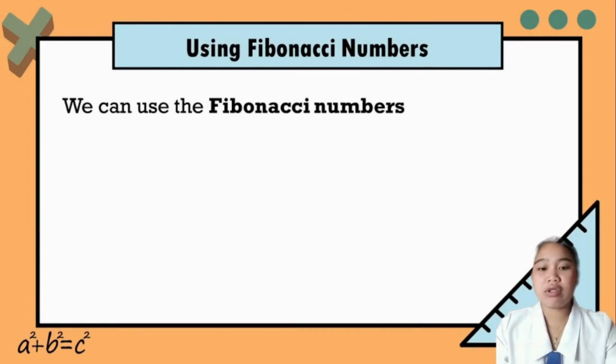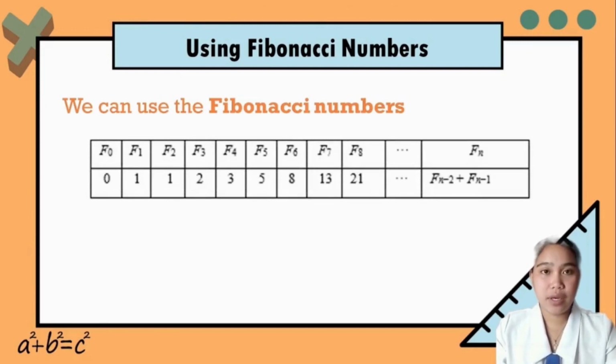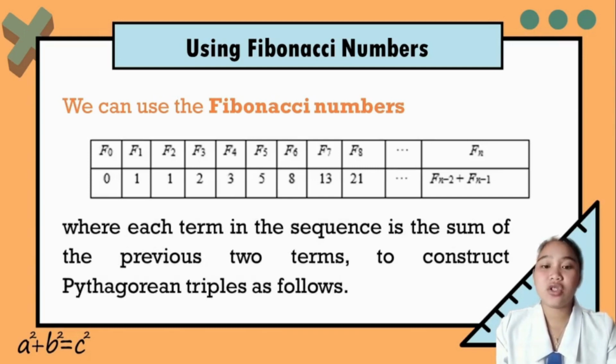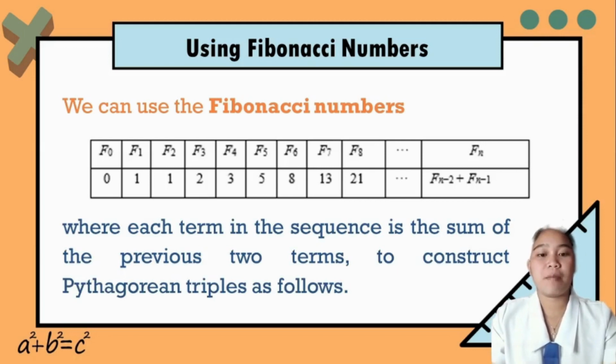So we can use the Fibonacci numbers. We have here the table f sub 0, f sub 1, 2, 3, 4, until 8, and so on and so forth. Under f sub 0 is 0, f sub 1 is 1, f sub 2 is 1, f sub 3 is 2, 3, 5, 8, 13, 21, and so on, where each term in the sequence is the sum of the previous two terms. To construct Pythagorean triples as follows.